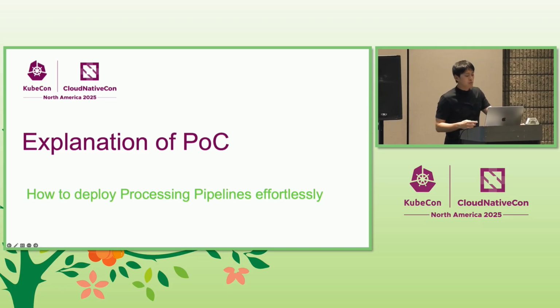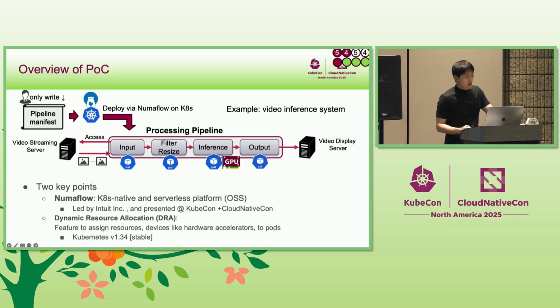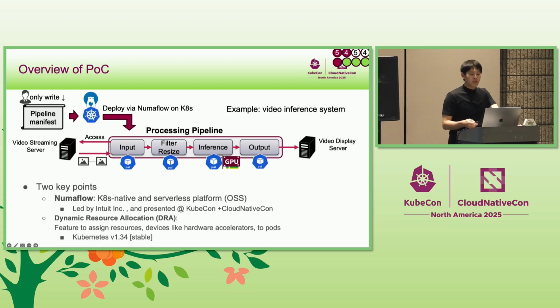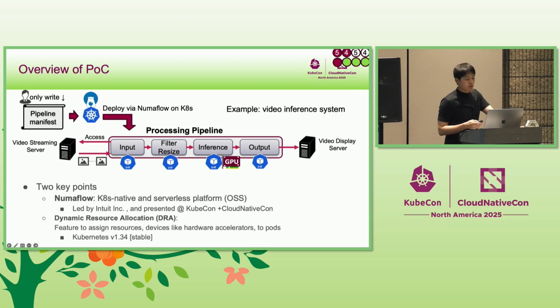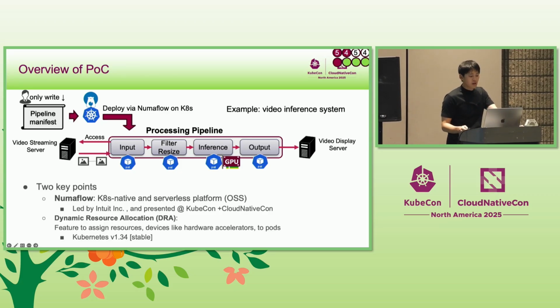Now, I'd like to explain how to deploy a processing pipeline effortlessly. In this POC, we built a video inference system as an example. The user simply writes a manifest that describes the structure of the processing pipeline. And by deploying it via Numaflow on Kubernetes, the entire pipeline can be easily deployed.